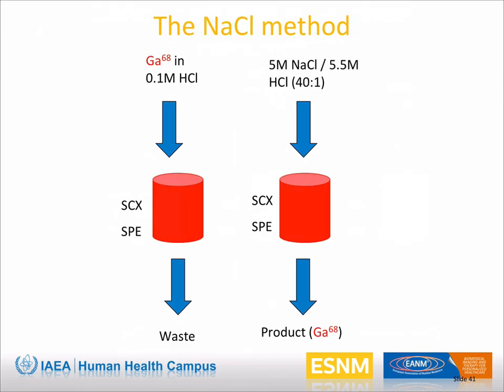And another version of the strong cation exchange method is called the sodium chloride method. So you take the gallium from the generator in 0.1 molar hydrochloric acid, you put it on the strong cation exchange resin, the gallium gets stuck on the resin, everything else goes to the waste. And then you take sodium chloride with a small amount of hydrochloric acid, and you elute off the gallium. And the advantage here is that you have it in a very small volume and that the hydrochloric acid is not so strong.